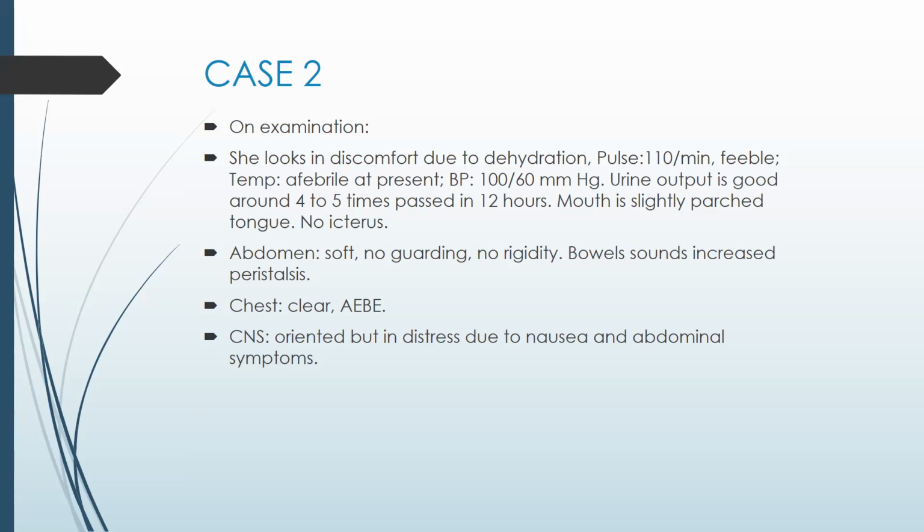So when there is a case of gastroenteritis, it's very important to ask for the urine output, mainly in pediatric cases. If the urine output is decreasing, that means the child is getting more severely dehydrated and she might need IV fluids. So that could be a deciding factor whether to admit the child or treat on an OPD basis. So from these symptoms, I analyzed the case.